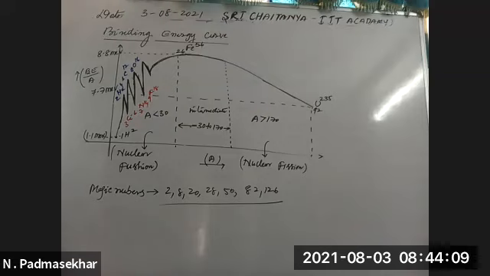Next point. The nuclei of atomic mass number lying between 30 and 170 are called intermediate nuclei, and possess more binding energy per nucleon and are more stable.